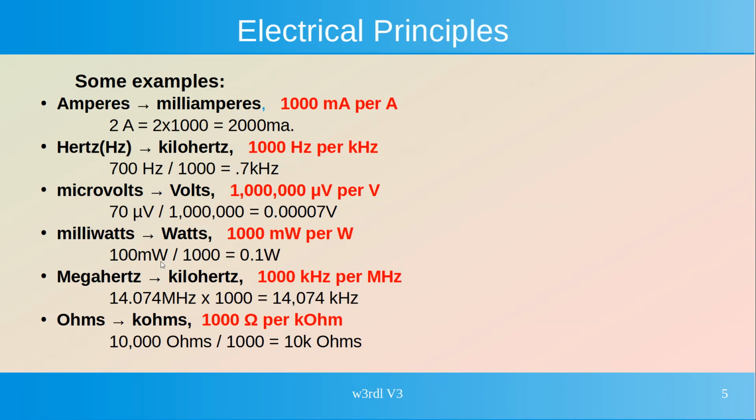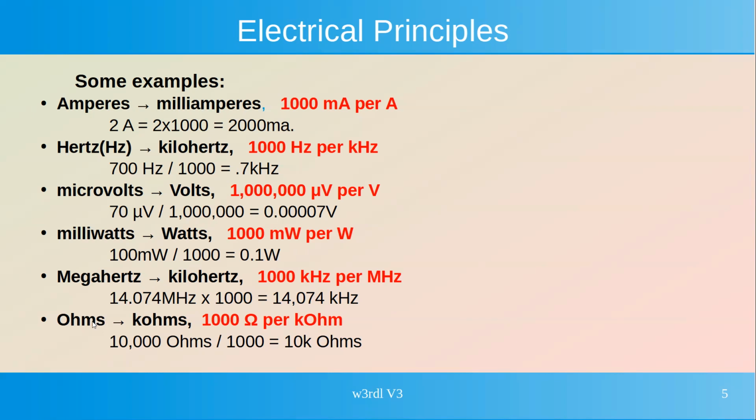Milliwatts to watts, okay. There's 1,000 milliwatts in a watt. So if I wanted to go from milliwatts to watts, I divide by 1,000 and get 0.1 watt. Megahertz to kilohertz. I know there's 1,000 kilohertz in a megahertz. So if I wanted to convert 14.074 megahertz to kilohertz, I'm going to multiply that by 1,000. And it's going to give me 14,000 and some odd kilohertz.